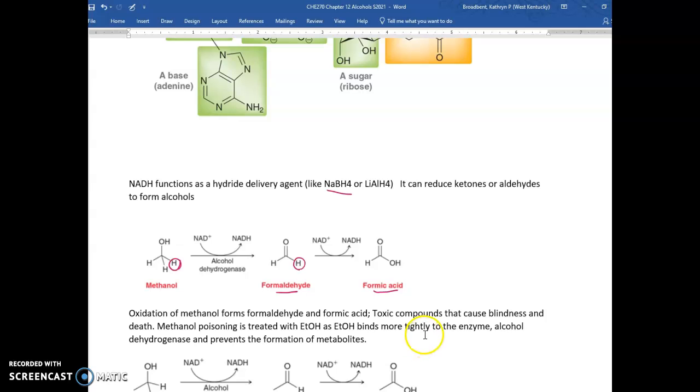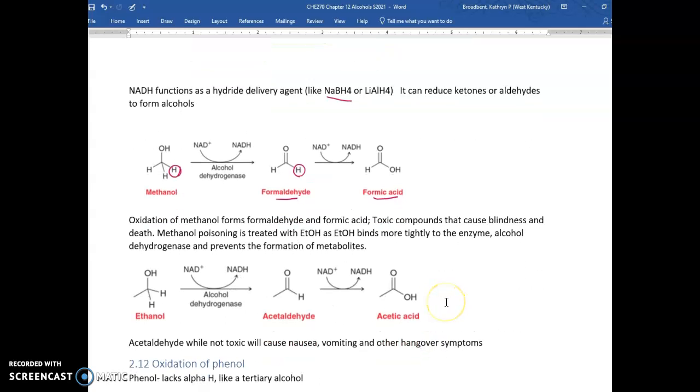If someone has methanol poisoning, the treatment is interesting because the treatment is to give them ethyl alcohol, or the regular alcohol that people normally drink. And the reason for this is that ethanol binds more strongly to this alcohol dehydrogenase than the methanol does, and ethanol produces acetaldehyde and acetic acid. These will cause nausea and vomiting and the other hangover symptoms, but you can avoid blindness and death. So if you ever go to the ER with methanol poisoning, they will give you a drink.